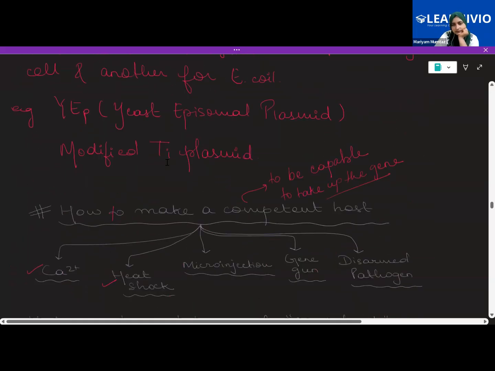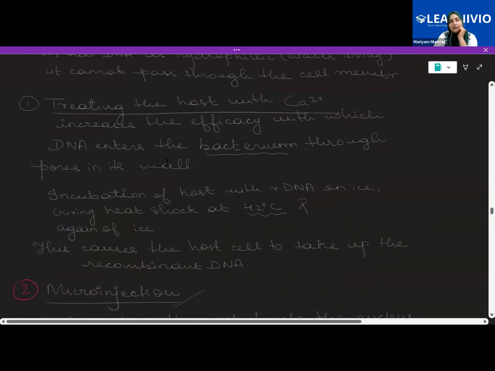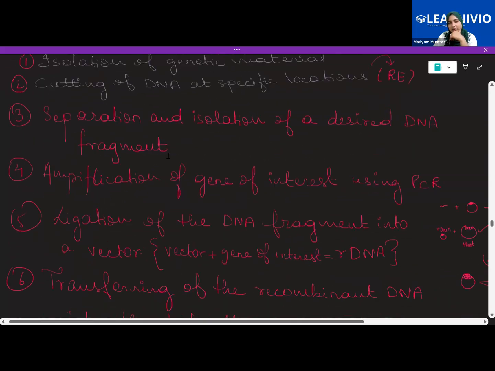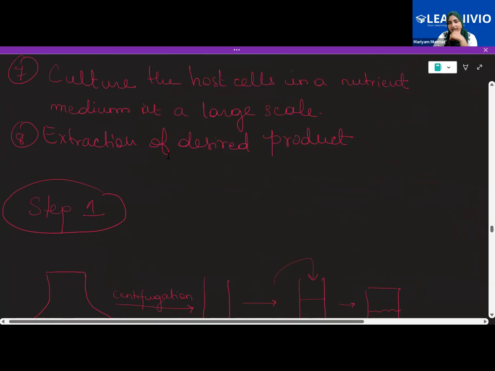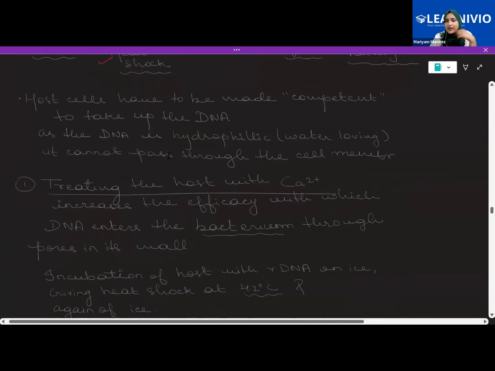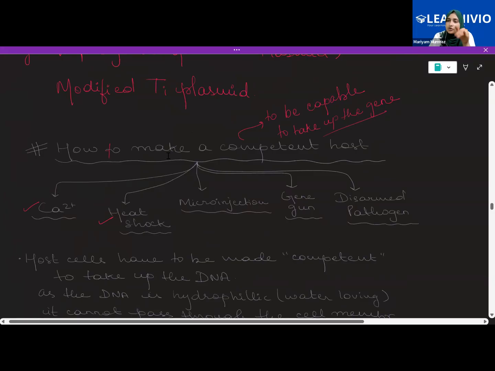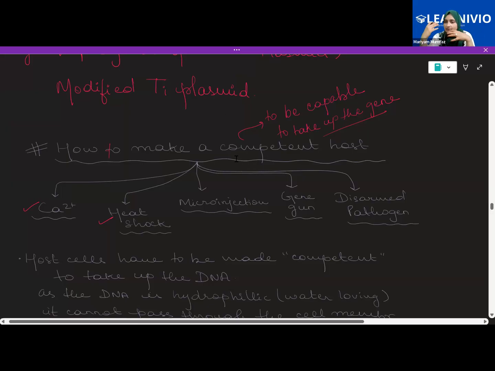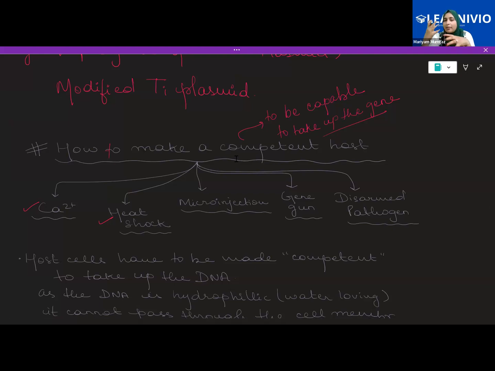Any doubts? No, ma'am. Now remember one thing: when we are doing recombinant DNA technology, we have to keep in mind that the cell is not ready to take things. We have to make the host ready to take up the piece of DNA that you're transferring. So that is a whole entire thing of making the host competent. Competent means compatible to take up the foreign DNA.